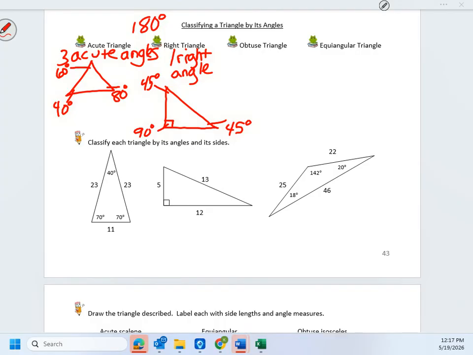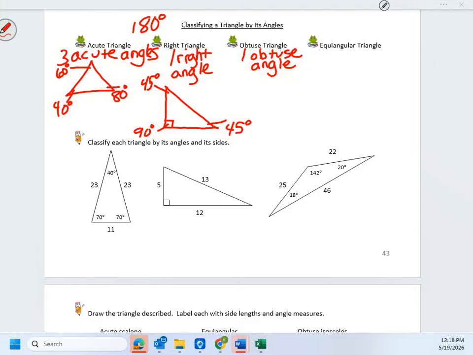Could I put 30 and 60? Yeah. Right? As long as they all add up to be 180 degrees. Next one, obtuse triangle. This has 1 obtuse angle.